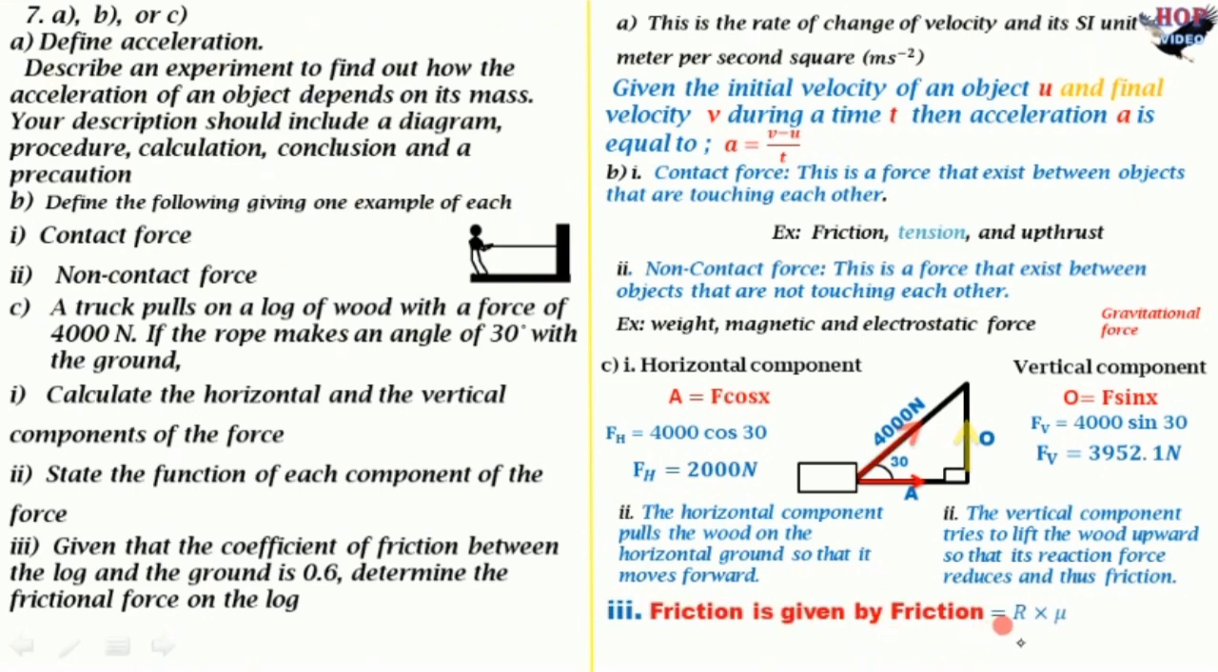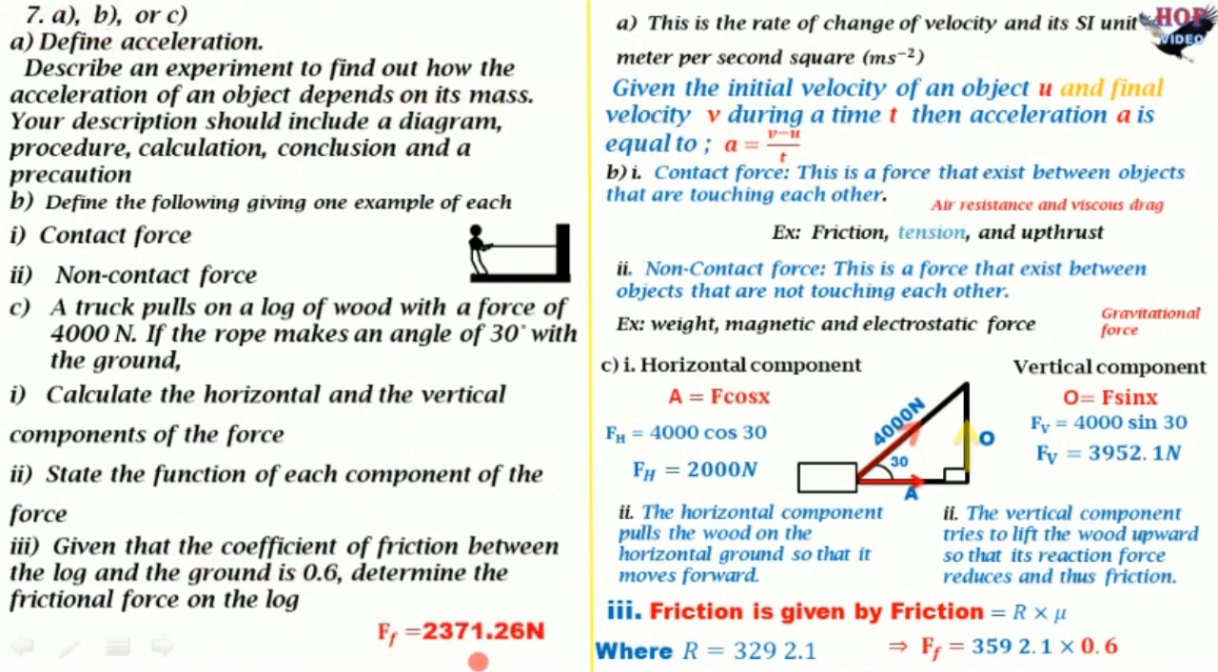This takes us right away to calculating the frictional force. Frictional force is given by reaction times coefficient of friction. In the question, we have reaction, which is the same as the vertical component of the force, which we will multiply with the coefficient of friction 0.6 given in the question here. We are going to have 2,371.26 Newton as our frictional force.